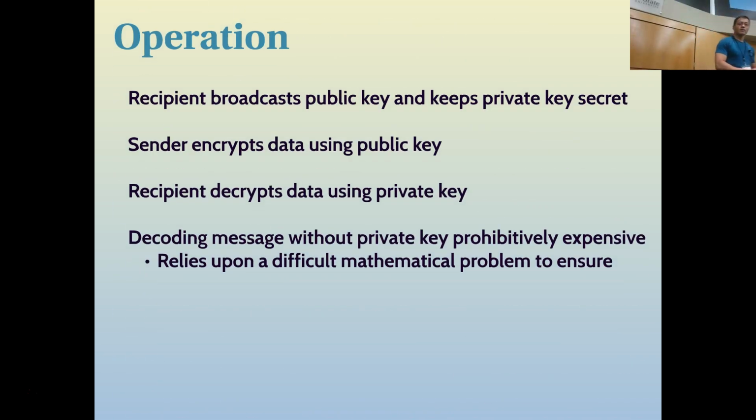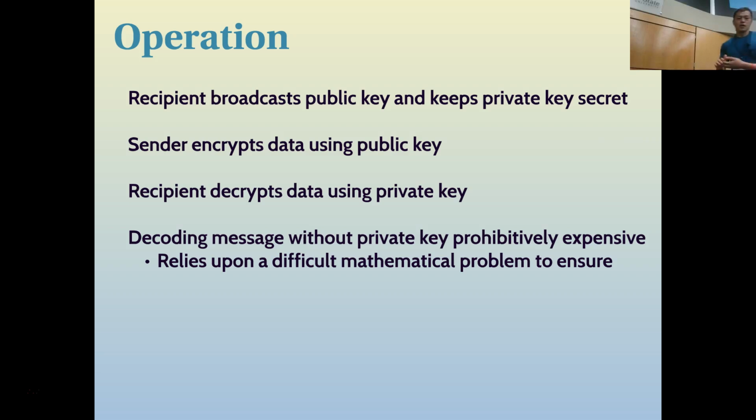So this is what happens. The recipient broadcasts that public key across the internet, keeps the private key associated with that secret, and then if a sender wants to send this recipient a message, it takes that public key, encrypts the message with the public key, sends it to the recipient, and then the recipient, because they have the private key, can decrypt it. And no one else in between can do the decryption.